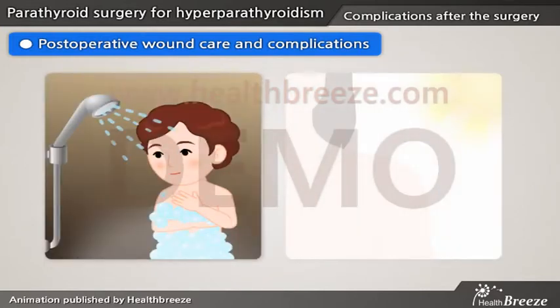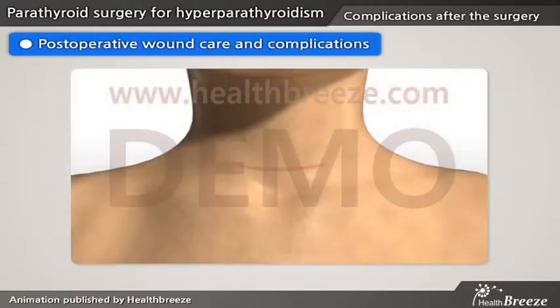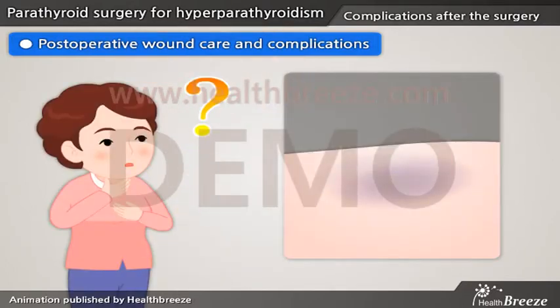You may shower about 2 days after the surgery. For best cosmetic outcomes, try to avoid prolonged direct sun exposure. Parathyroidectomy wounds generally heal very well with excellent cosmetic outcome. Mild numbness and any skin bruises will improve over time.